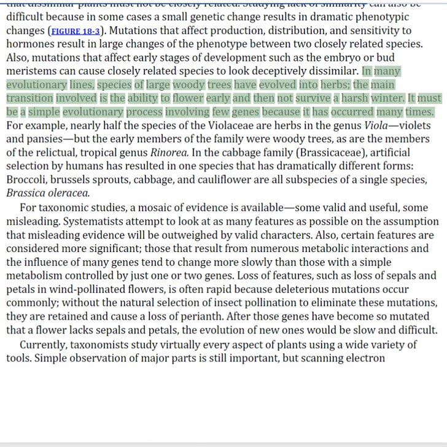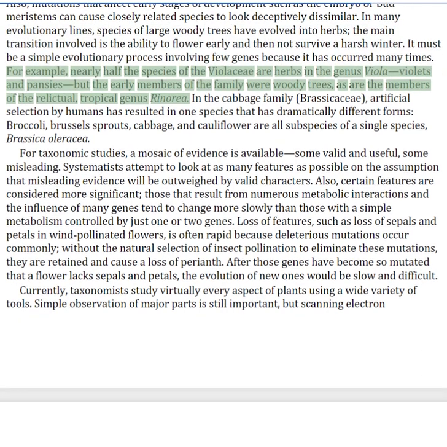In many evolutionary lines, species of large woody trees have evolved into herbs. The main transition involved is the ability to flower early and then not survive a harsh winter. It must be a simple evolutionary process involving few genes because it has occurred many times. For example, nearly half the species of the Violaceae are herbs in the genus Viola, violets and pansies, but the early members of the family were woody trees, as are the members of the relictual, tropical genus Rinorea.